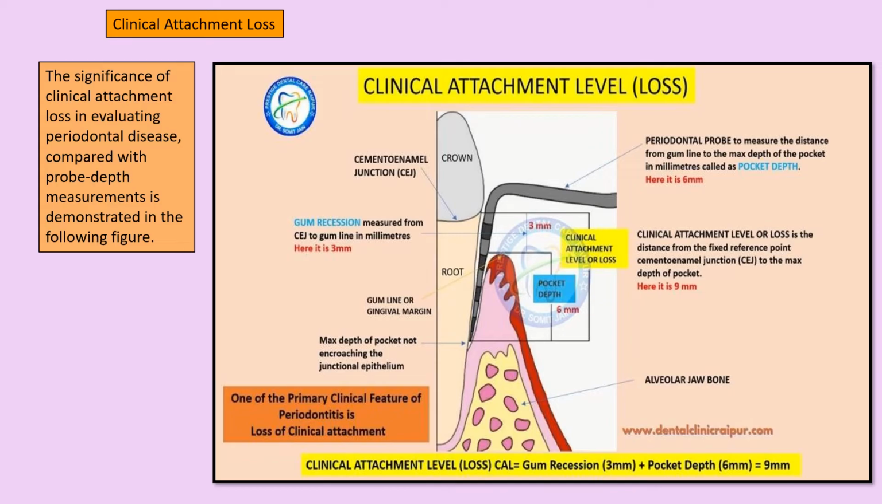Okay, so now we can see the clinical attachment loss. The significance of clinical attachment loss is that it is important in evaluating periodontal disease compared with the probe depth measurement. And we can see here how you are measuring. So you're using your periodontal probe to measure the distance from the gingival margin to the maximum depth of the pocket. And clinical attachment loss is the distance from the fixed reference point, the CEJ, to the maximum depth of the pocket. So you can see here 3 mm is the recession, 6 mm is the pocket. So your total attachment loss is going to be 9 mm.